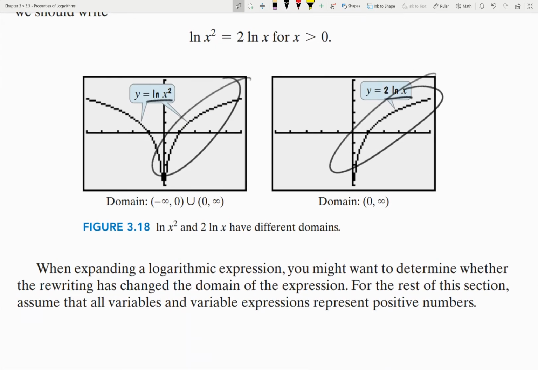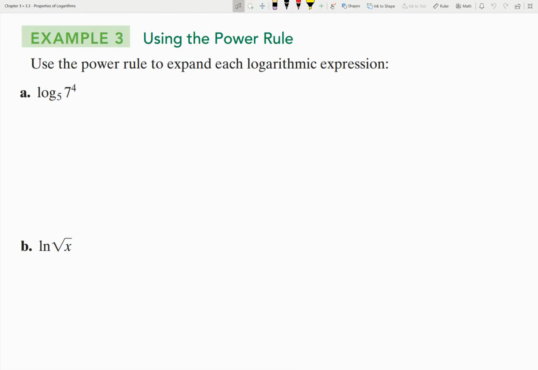However, for the focus of this section and the next couple of sections, we are going to assume that all the variables represent positive numbers, so that we don't really have to worry about the domain of the functions changing when we pull exponents to the front. But just realize that it is a possibility and could happen. So let's use our power rule to expand these expressions. We're going to pull the exponents to the front and see what we can do with them.